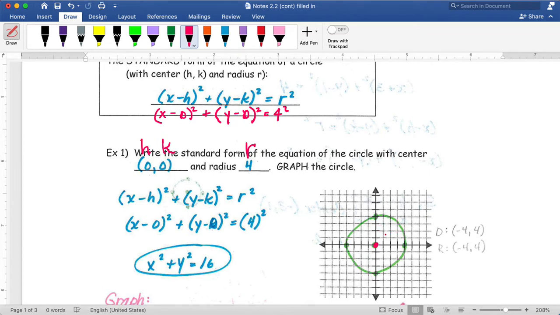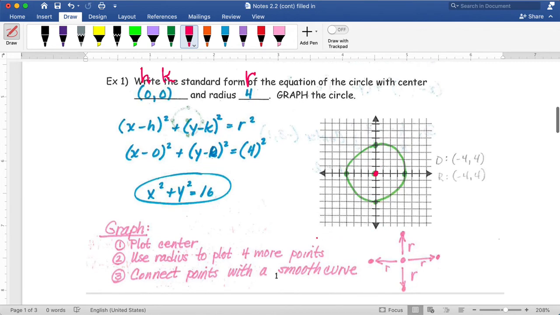So this is how you're going to graph the circle. You're going to plot the center. You're going to use the radius to plot 4 more points. From the center, you're going to go up and then down and then left and then right, however many units the radius is, in this case 4, right? It would be 4 squared, that is 16. And then you draw the circle as best as you can. Now, for these problems, you need to use Cartesian coordinate paper, okay?